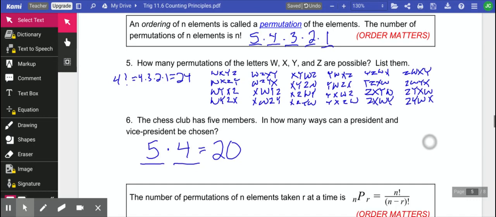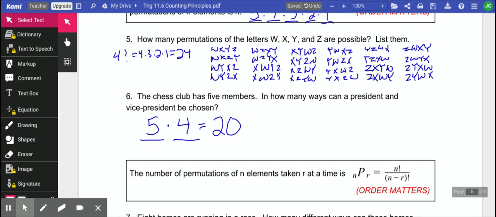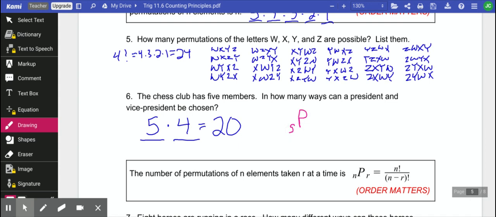So this is a little bit different problem. And that brings us to our next definition. The number of permutations of n elements taken r at a time is this nPr. And here's a formula: n factorial over n minus r factorial. Again, order matters. Order matters in this problem because president and vice president are 2 different things. But not everybody in the chess club gets an office. We're only picking 2 of them. So if we did this using the formula, this is 5 permutation 2. So that would be 5 factorial over 5 minus 2 factorial.